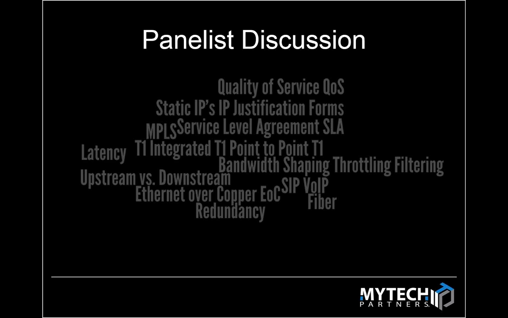PRI is a standard. It's been around for a long time. It's 23 channels plus a signaling channel. So you get 23 call paths to the outside world. That is a standard interface provided on almost every phone system today. So it's literally plug in the circuit, do some programming on the voice switch, and you're good to go.